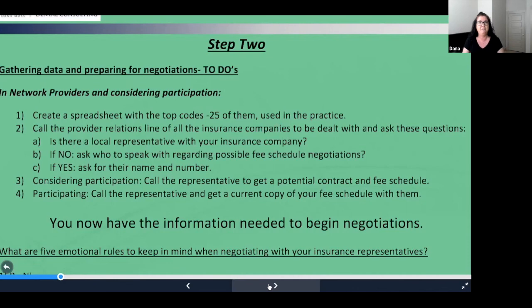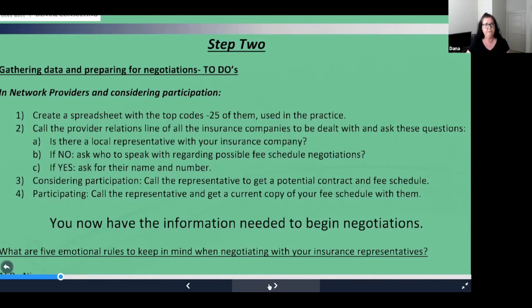Then what I want you to do is get a hold of those reps and ask them how they prefer their communications. Do they like text? Do they like to talk? Or do they like a call? Or do they want to email? And keep very, very good notes on how your rep likes to communicate. Most of the time, they like to email.